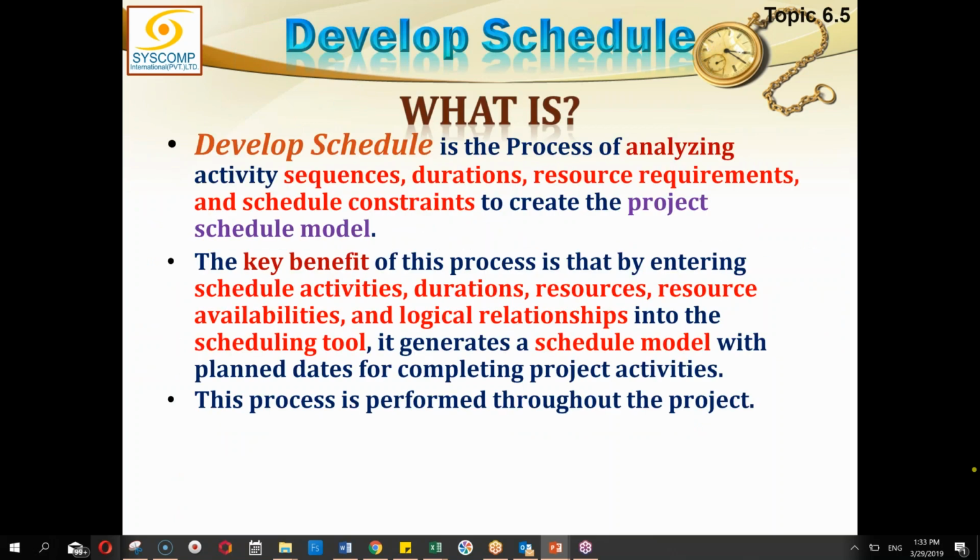Then we develop the schedule. To develop the schedule, we have a lot many things to do. If you like, we probably can stop here for a while, and then we can start again 5 minutes later. Okay, that's fine.